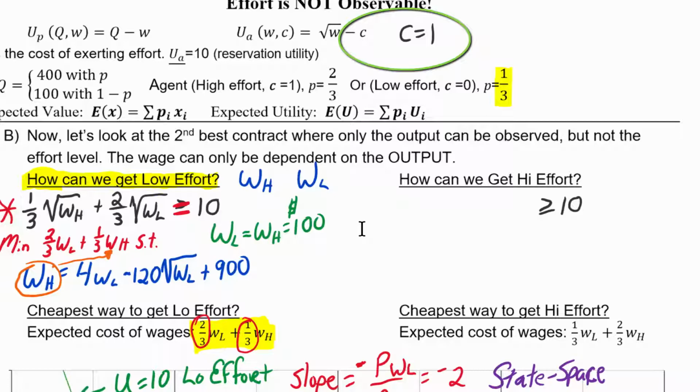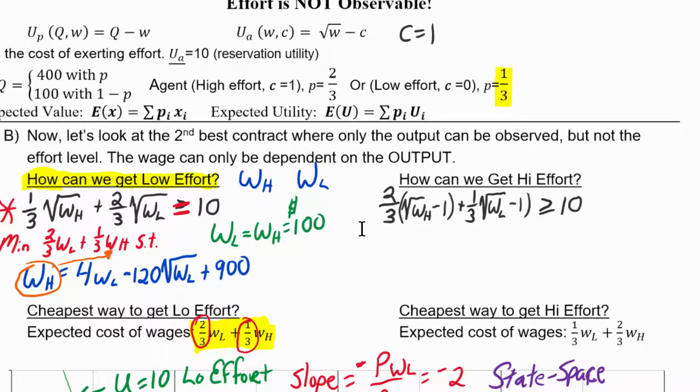And so their expected utility, there's going to be a 2/3 chance that we're going to pay them the high wage. So the 2/3 chance that their utility will be the square root of the high wage minus 1 for the cost of providing the high effort, plus a 1/3 chance they're going to get the square root of the low wage minus 1 because they have to provide that high effort. Now, since we have 2/3 times 1 and 1/3 times 1, that just gives us 1. So we can rewrite this as 2/3 times the square root of the high wage plus 1/3 times the square root of the low wage greater than or equal to 11.